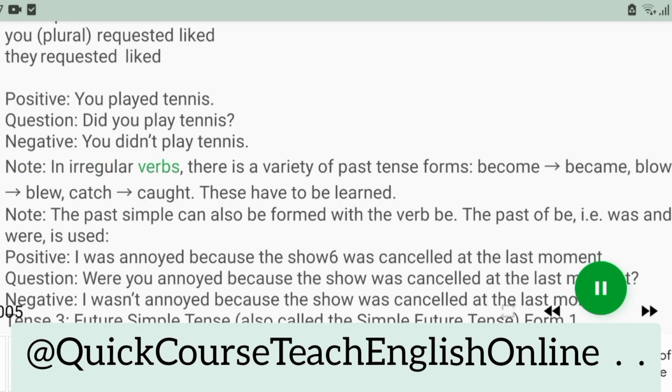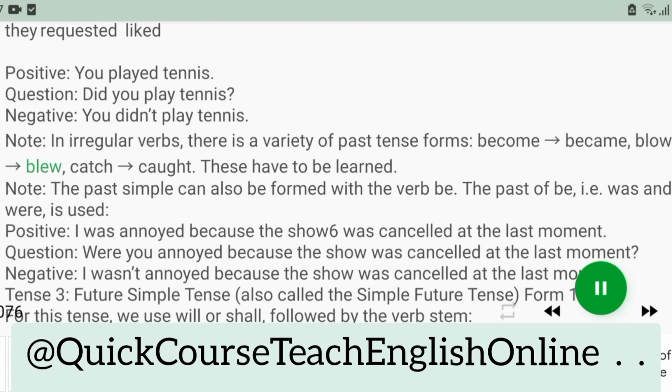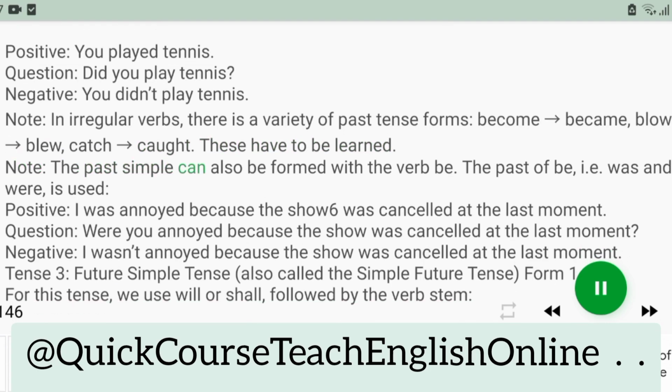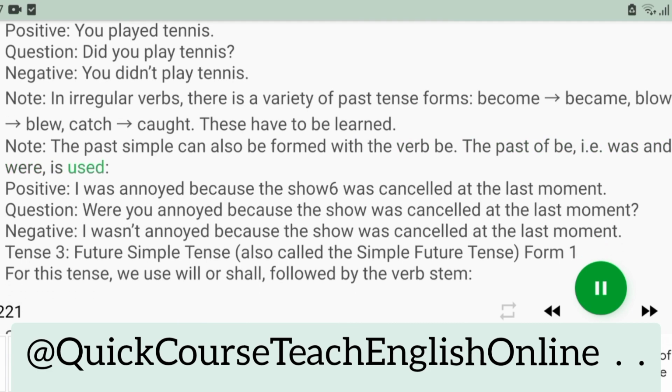Note. In irregular verbs, there is a variety of past tense forms. Become, became; blow, blew; catch, caught. These have to be learned. Note. The past simple can also be formed with the verb be. The past of be, i.e. was and were, is used.